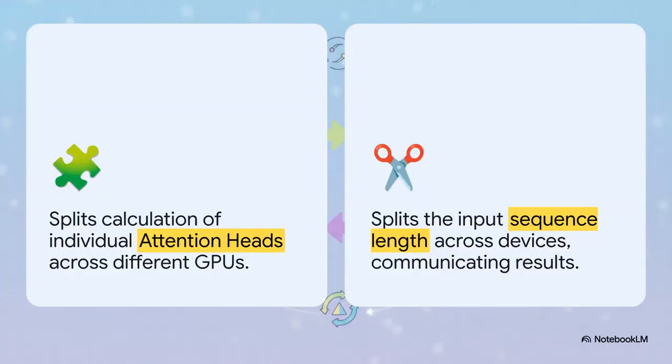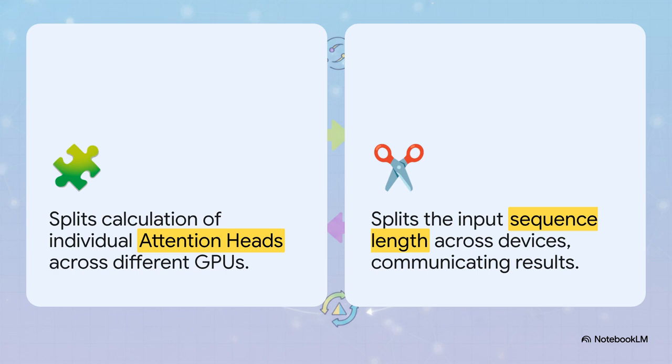So, when models and context windows get so unbelievably huge that they just won't fit on a single chip, we have to slice up the workload. We do this using parallelism. Tensor parallelism divides the mechanical brains of the model, meaning it splits the individual attention heads across different GPUs. But sequence parallelism, that tackles ultra-long inputs by chopping up the actual text itself.